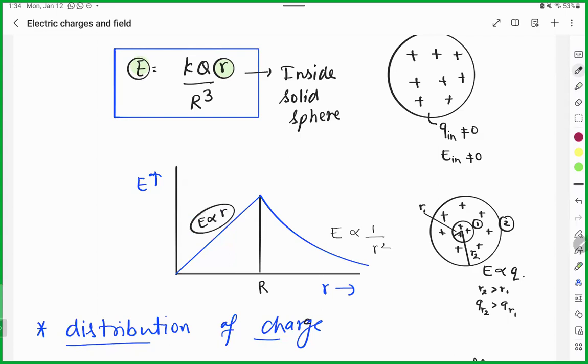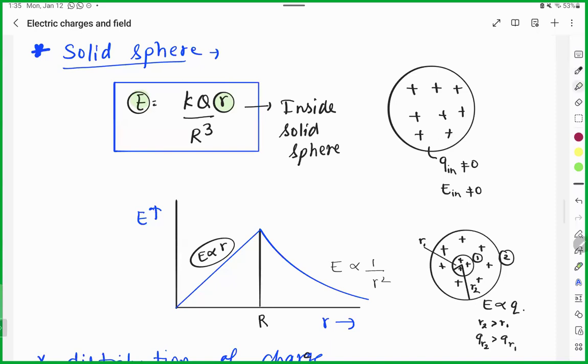But after the surface, if you increase R, charge remains the same. Charge is not increasing. That is the biggest difference in case of a solid sphere, because on the surface it will remain the same.